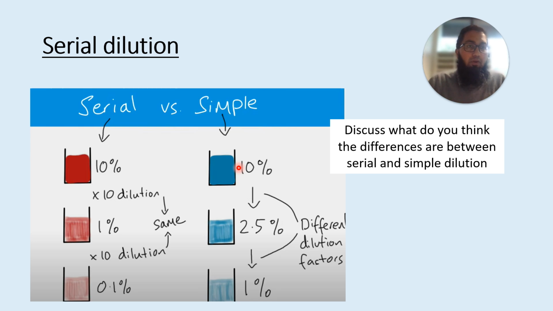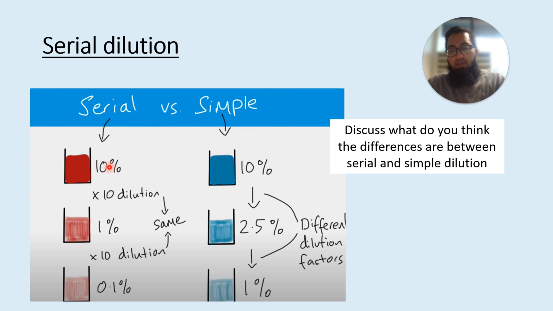Now, the common thing with both of them is that there is dilution. At the end, the concentration of my original stock is very low. I have lots of water and my original stock is less. So it's very dilute, and it's also dilute here. We need to know about serial dilution.